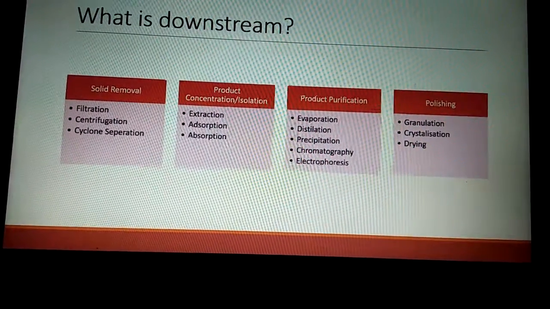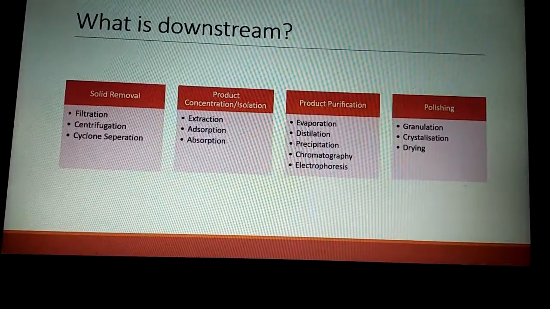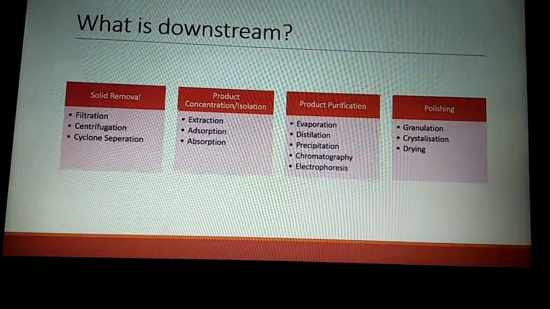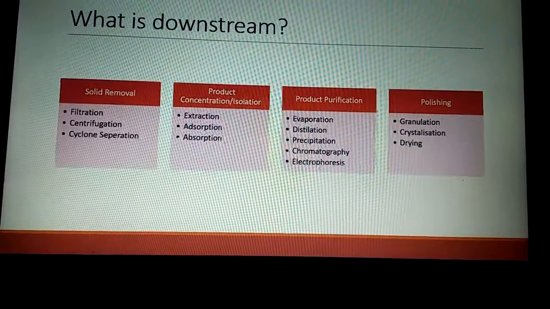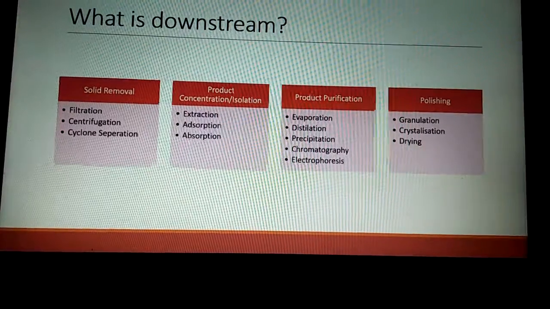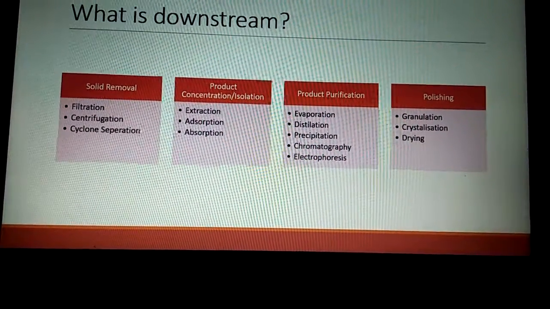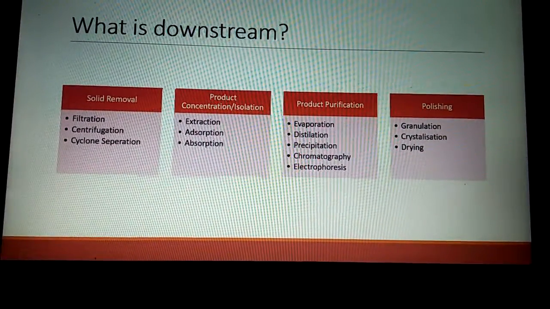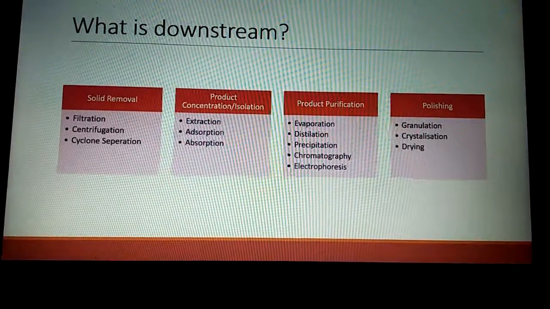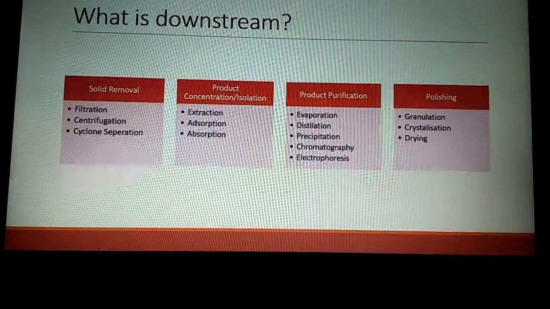Then, what is downstream? What is actually downstream? Downstream is typically part of an industrial process to remove impurities or unwanted elements from a substance. The purification industry process includes chemical industry, bioproduct industry, and bioprocess industry.